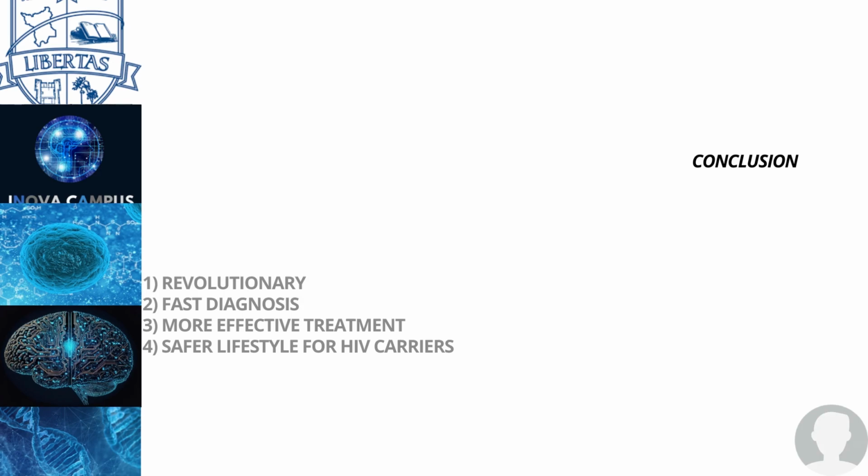And it provides a safer lifestyle for HIV carriers because they can keep track of their viral load and they can live better because they're not always worried about what's going to happen or how much of the virus I got inside of me, if it's getting dangerous and this kind of stuff. They can keep track of that. So that's how important real-time PCR is.